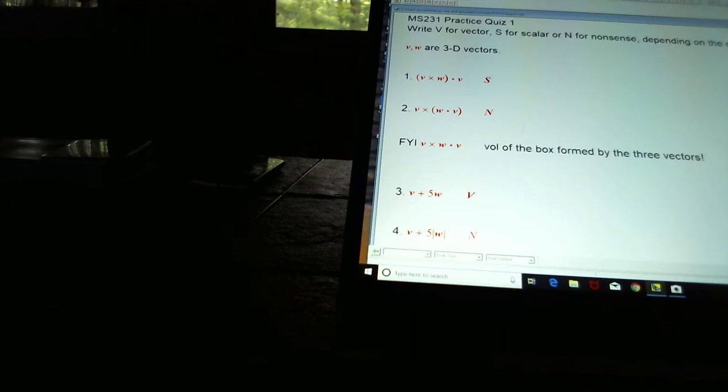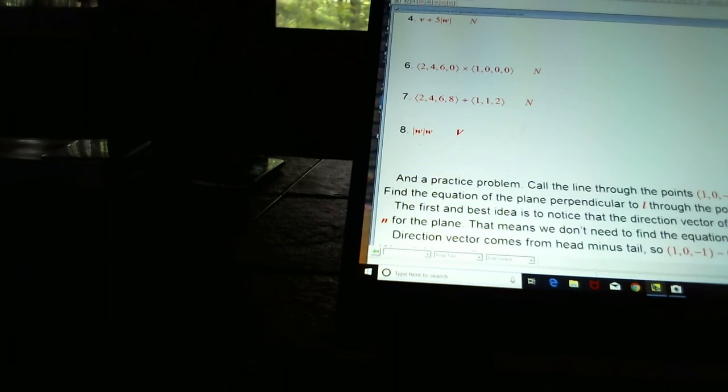All right, let's see what else we got here. I got some more problems for you. There we go. Sorry, I skipped number 5, so there is no number 5 problem. Don't panic. We're just doing examples. So here is a 2460 crossed with a 1000.